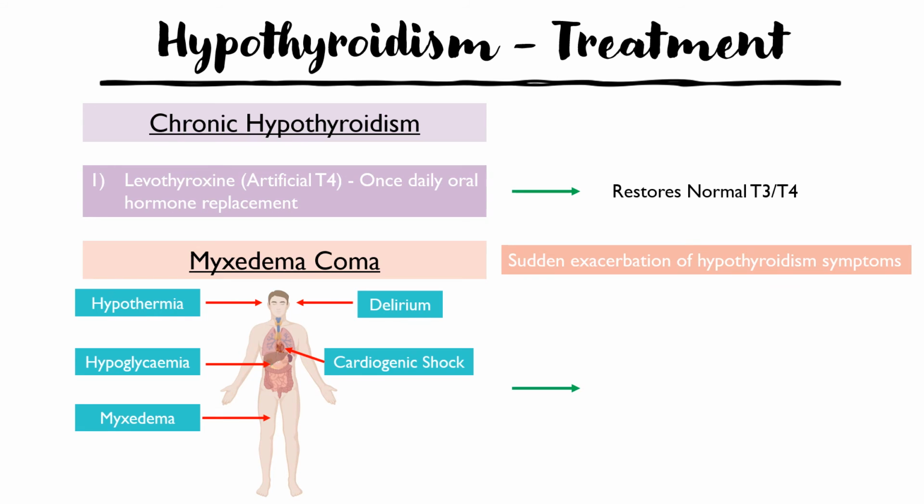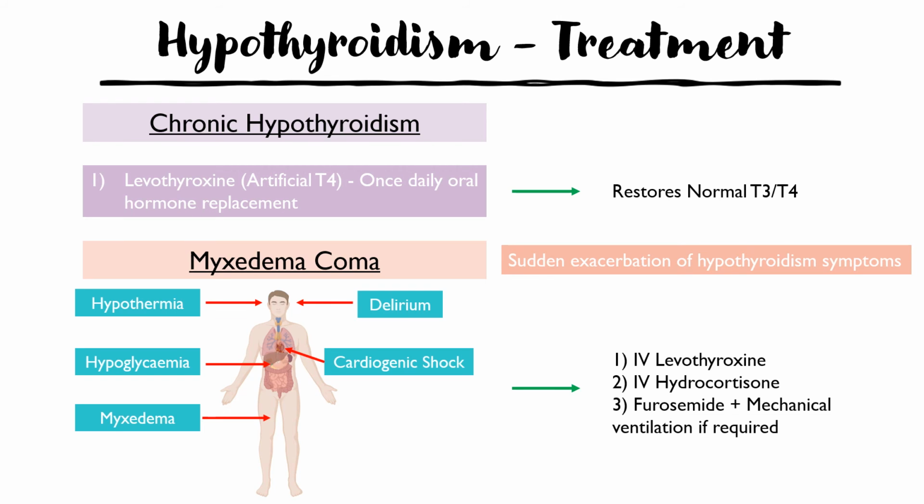So how do we go about treating this? Well, the first step would be to treat the root cause using IV levothyroxine. IV hydrocortisone can also be given to help reduce inflammation. And finally, furosemide and mechanical ventilation may be required as well.